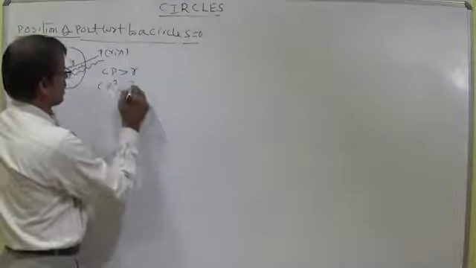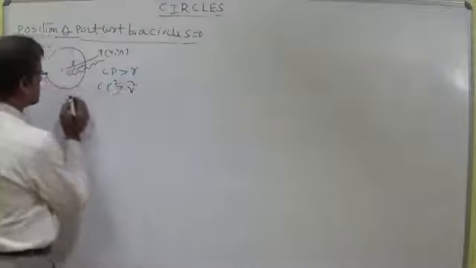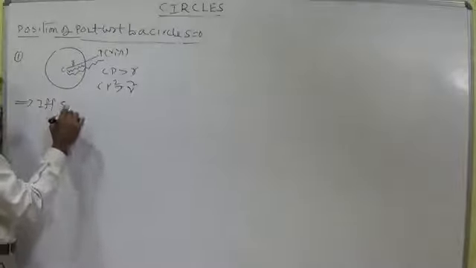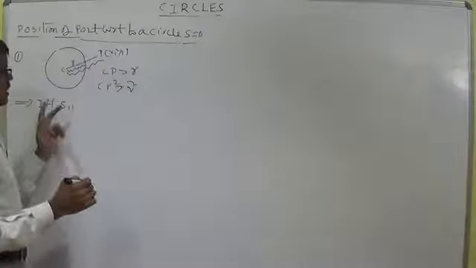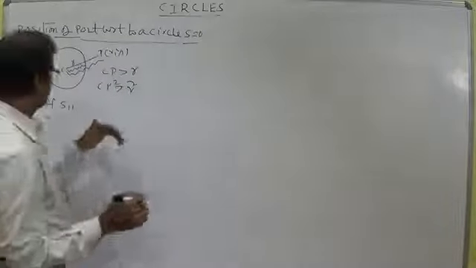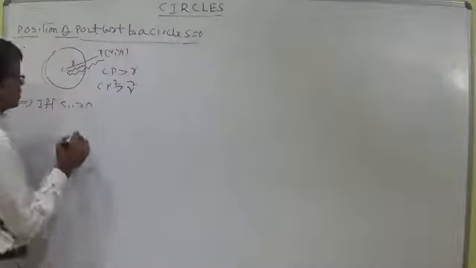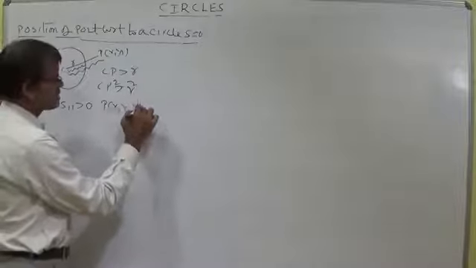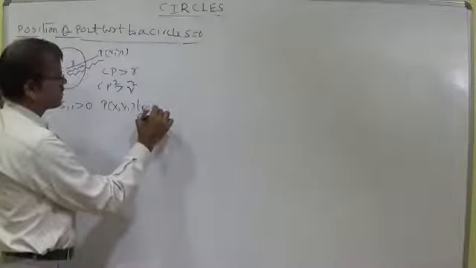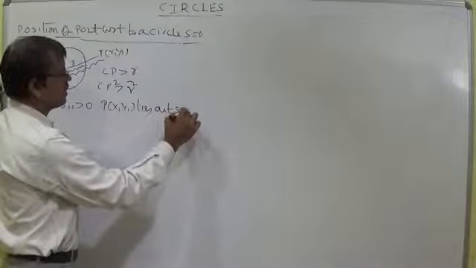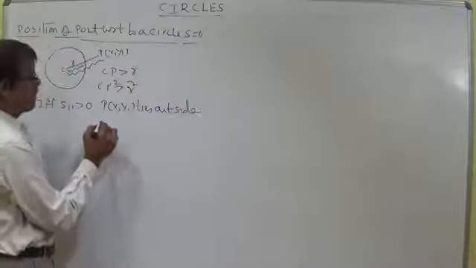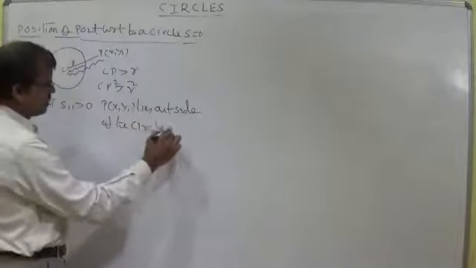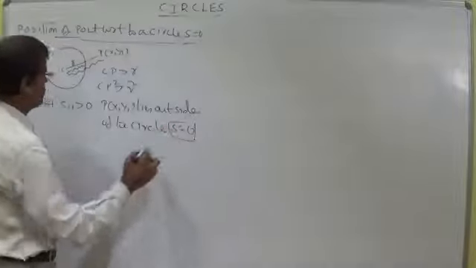Whenever CP is greater than R, you can write CP square minus R square greater than 0. That implies, if and only if S11 is greater than 0, the point P lies outside. If S11 is greater than 0, P (x1, y1) lies outside of the circle, or is an exterior point of the circle S equal to 0.